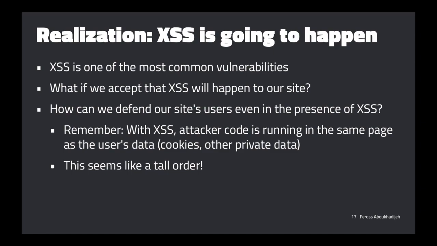So remember, the core problem here is the attacker's code is running in the same page as the page. So this is the page that we wrote all of our code in, and it has user data in it, and it has user cookies and all kinds of private information. So how can we make sure that when the attacker's code is in this page and it's running amok and doing whatever it wants, that we're somehow still OK? It seems like a tall order, almost impossible. But there is a way.